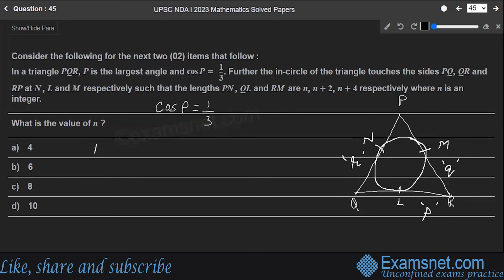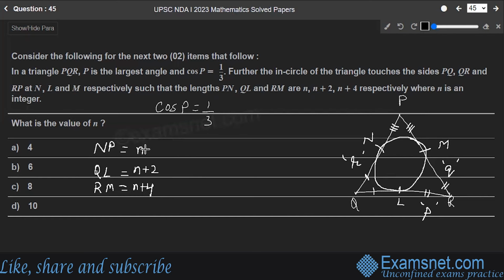Next, it is said such that the lengths PN, QL and RM are given. NP is equal to N, QL is equal to N plus 2, and RM is equal to N plus 4 respectively, where N is an integer. Okay, so we have written everything which is given to us. Now, one more thing. QN is equal to QL. We know this is the property of the incircle. Also, RM is equal to LR and PN is equal to PM. These sides are equal.